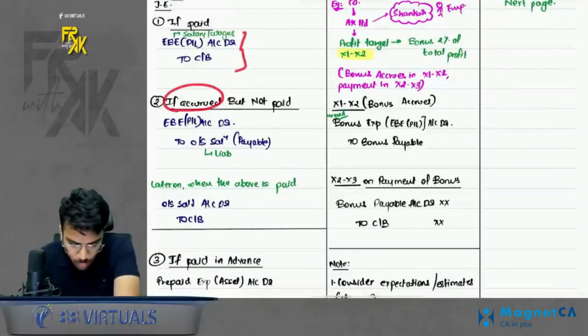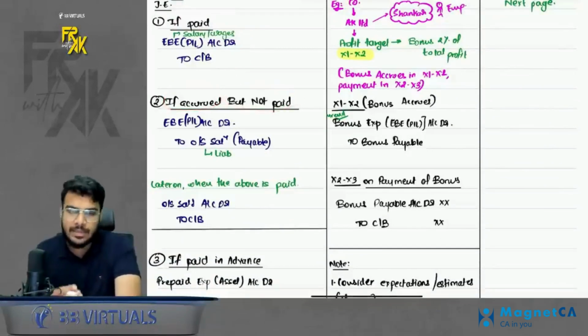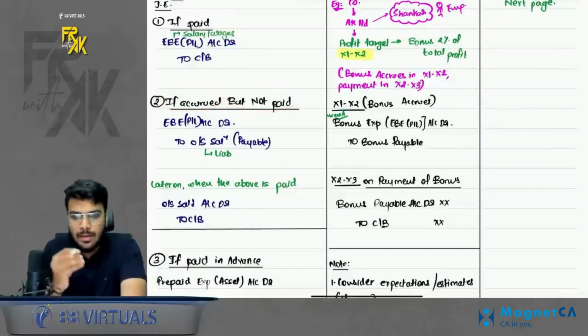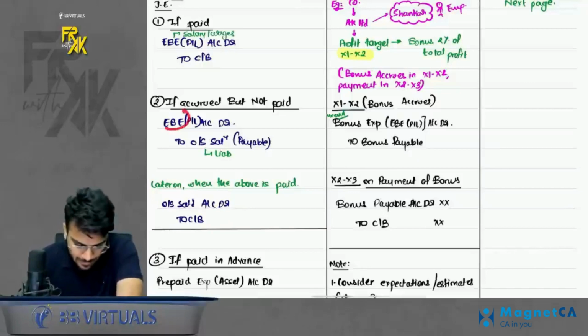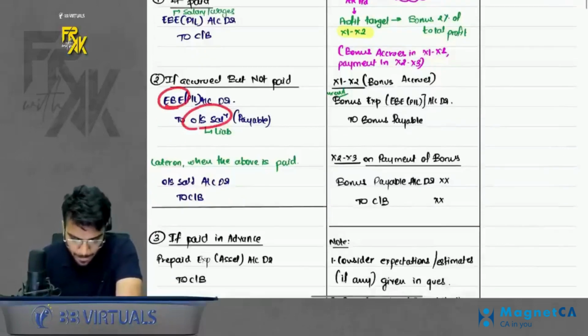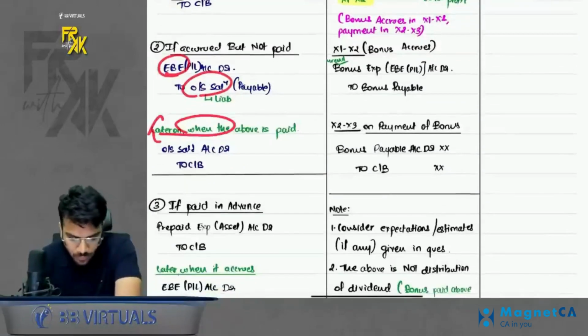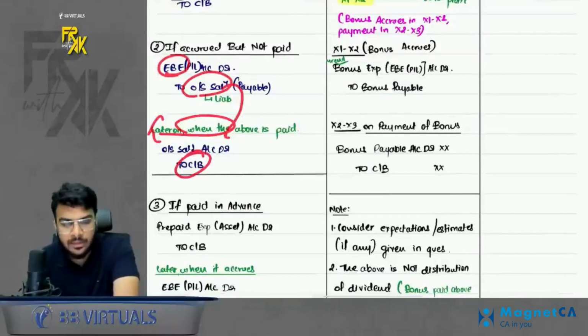What if salary is accrued but not yet paid? Then what is the entry? Because it has accrued, the company books an expense, but because it is yet to be paid, it will book an outstanding salary, that is a payable. So it will say employee benefit expense to outstanding salary. Next, when it is later paid, you will reverse the payable and credit cash or bank.